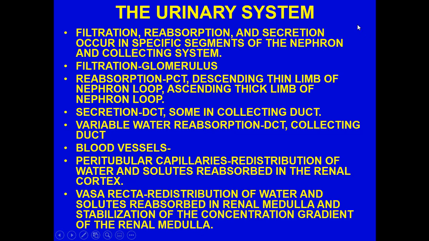As I said, filtration, reabsorption, and secretion occur in specific segments of the nephron. Filtration is pretty much going to be in the glomerulus. Reabsorption occurs in the PCT, descending, and now keep this in mind, different behaviors occur in descending or ascending: the descending thin limb of the nephron loop, the ascending thick limb of the nephron loop.